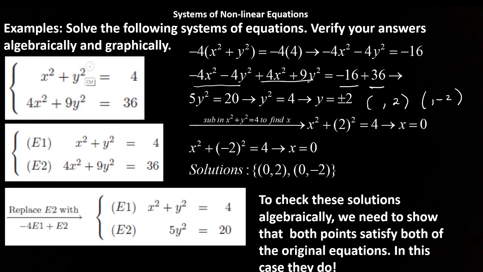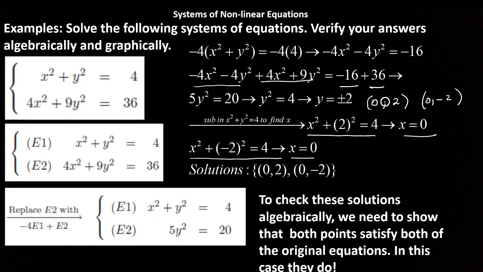We're going to use the second or first equation, it doesn't matter. First one, we use first, it's easy. So x squared plus (-2) squared and x squared plus 2 squared has to equal 4. So from 2 we get x equals 0, and from -2 we get x equals 0. So in both cases the solutions are (0, 2) and (0, -2).